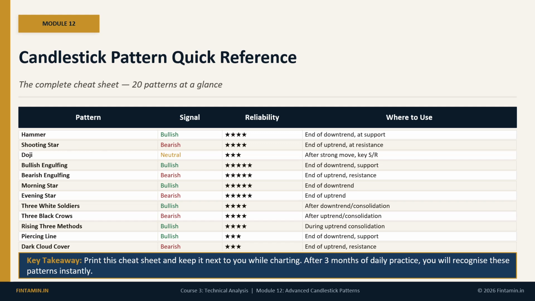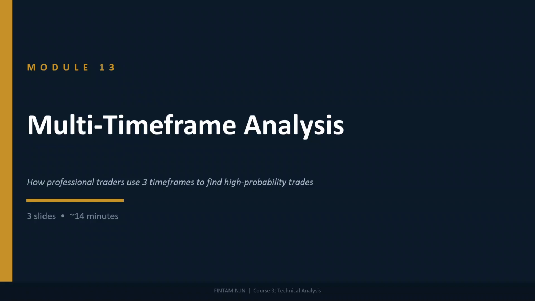Remember the golden rule. No candlestick pattern works in isolation. Always confirm with the trend, the key level, and the volume. Three factors together equals high probability. One factor alone equals a guess. You now have all the individual tools. Module 13 shows you how to combine them into a professional 3 time frame system.